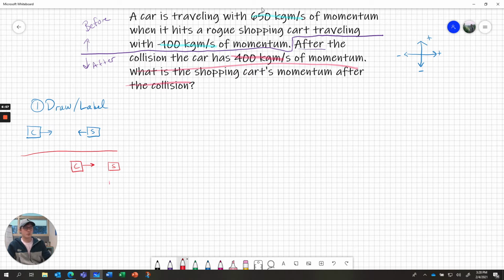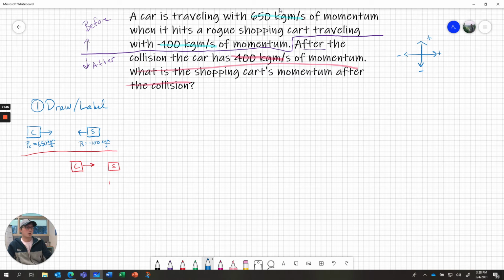So now let's go through and label all these parts with the information from the problem. That way we don't have to keep looking at the problem for info. Okay, so 650, that goes with the car before the collision. Put PC, because P is momentum, C is car. Momentum of car is equal to 650 kgm over s. Momentum of shopping cart is negative 100, so PS equals negative 100 kgm over s.